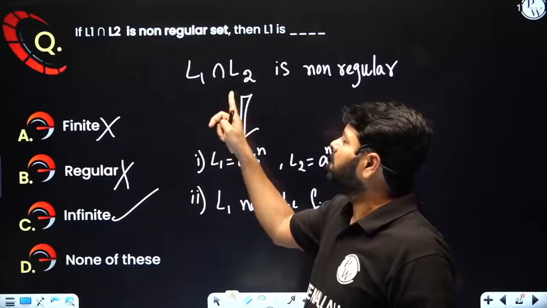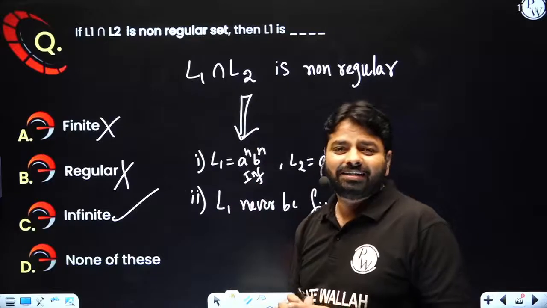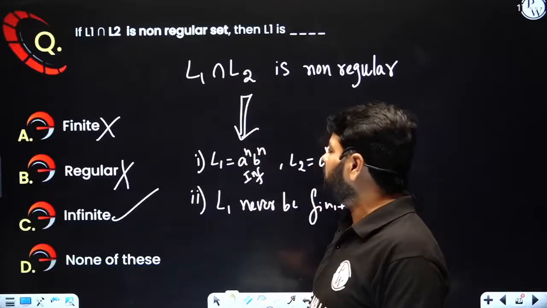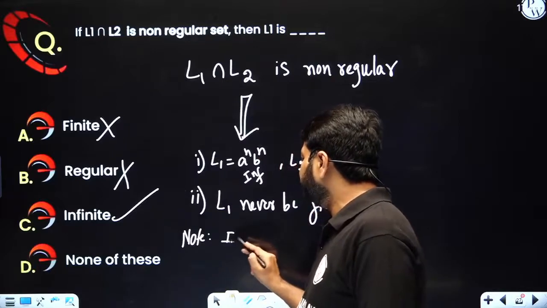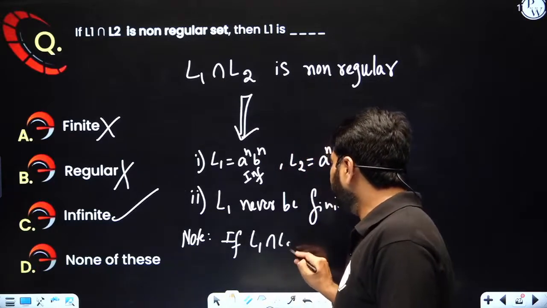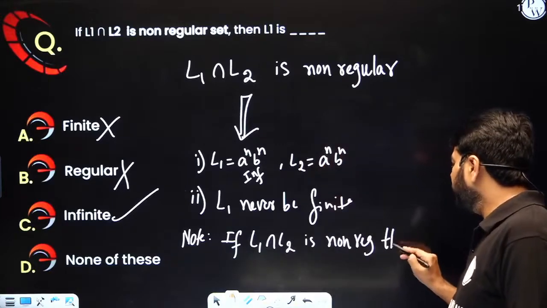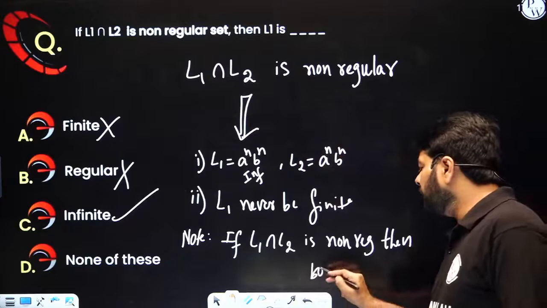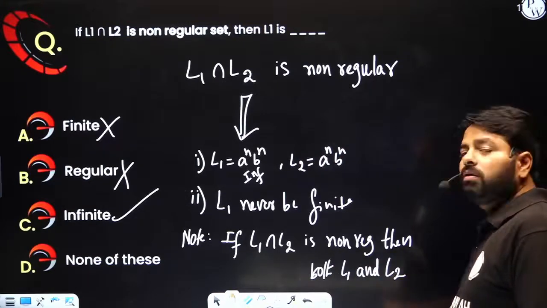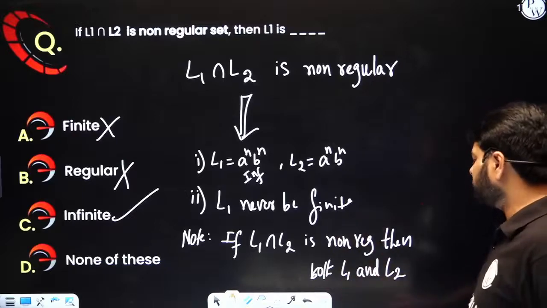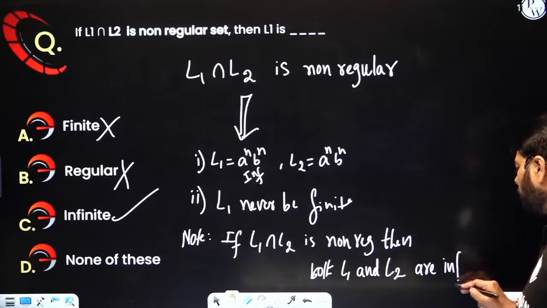If in one case L1 or L2 is finite, then you will never get a non-regular. That means you can conclude from this, note, I'm just concluding it: if L1 intersection L2 is non-regular, then both L1 and L2 must be infinite. But which infinite language depends on what non-regular language is the result. If both L1 and L2 are infinite, that's all we can conclude.